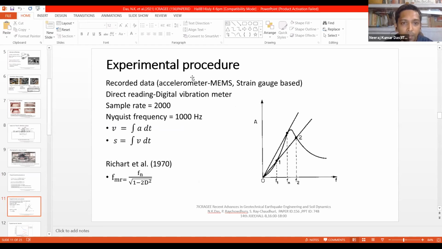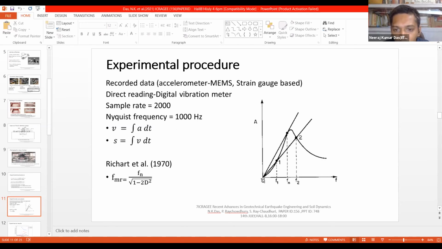So what is the experimental procedure? We have some readings from the MEMS based sensor, because it gives direct readings, but it is not accurate. So we have placed strain gauge based sensors. The sampling rate is 2000 samples per second. We store the data for, say, 15 to 20 seconds, then process it. So the Nyquist frequency will be 1000 hertz, so we can capture up to 1000 hertz. We recorded the acceleration, then calculated the velocity by integrating, then displacement. By double integrating the acceleration, we get the dynamic displacement.